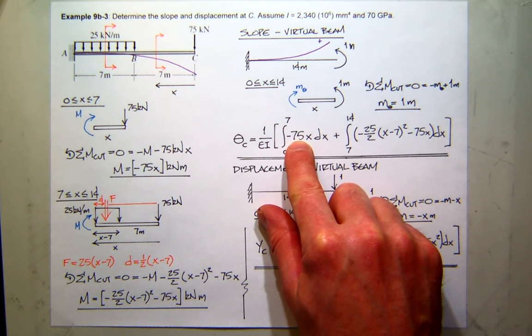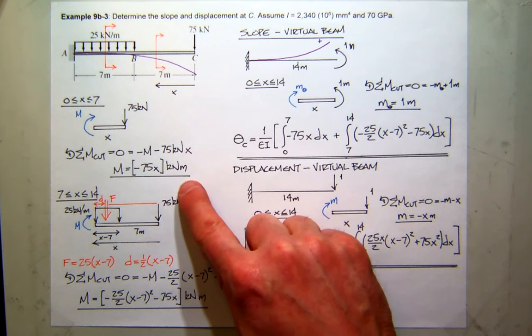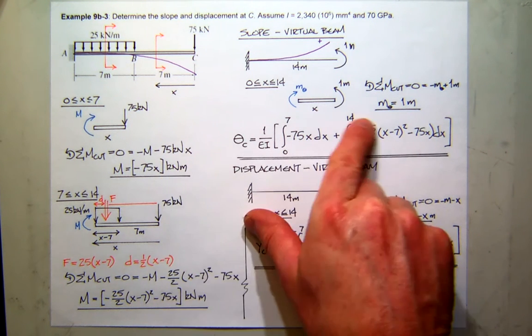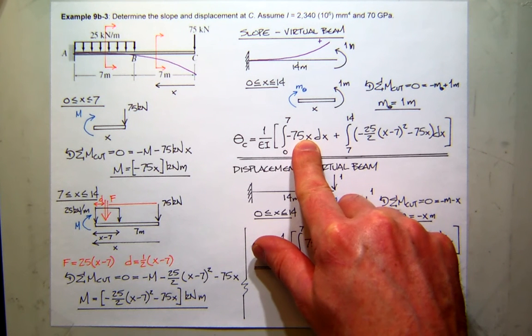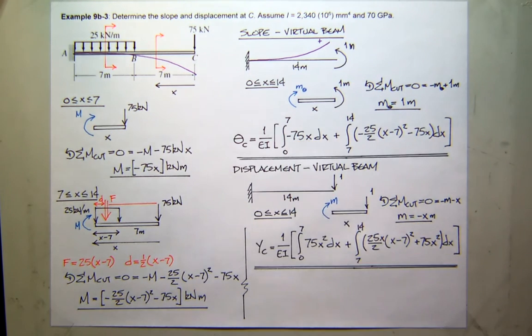The 75x is kilonewton meters times the virtual load is meters. So you get kilonewton meters squared. And you integrate that, you get kilonewton meters cubed. Is that right? No, that's not right. I did something wrong. What did I do wrong?